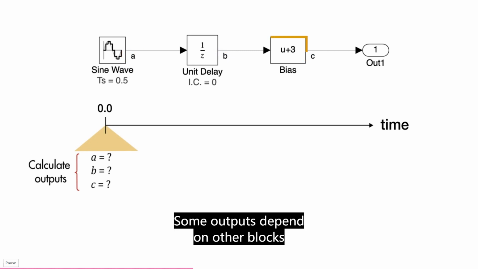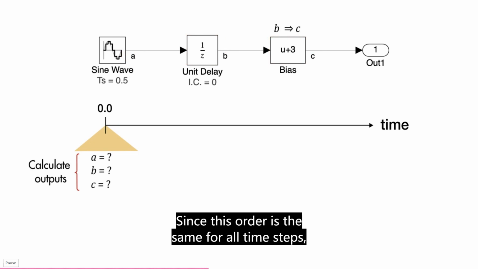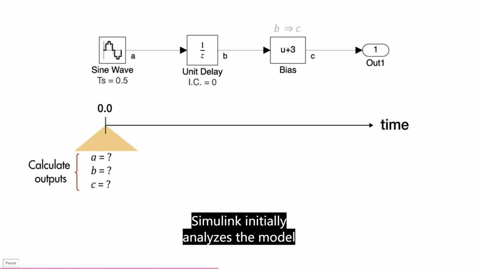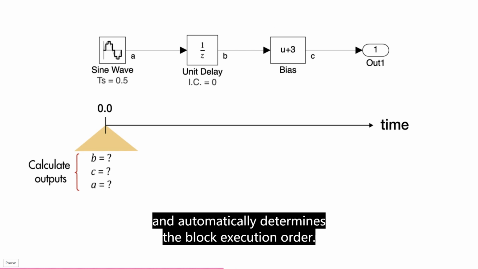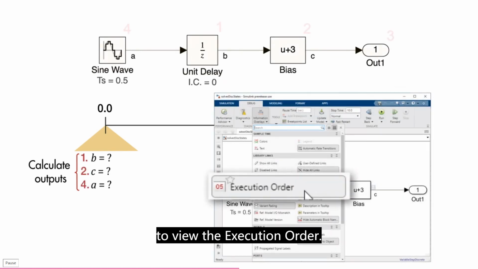Some blocks' outputs depend on other blocks, so those blocks' outputs need to be calculated first. Since this order is the same for all time steps, Simulink initially analyzes the model and automatically determines the block execution order. You can use an information overlay to view the execution order.